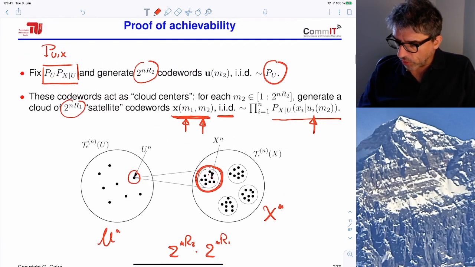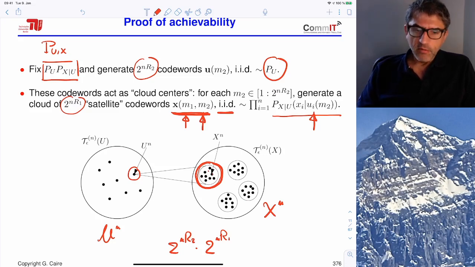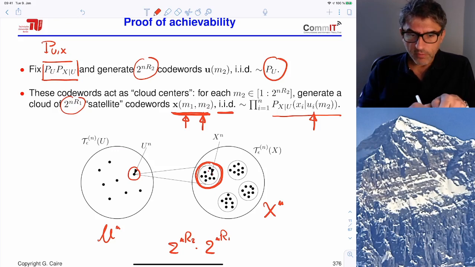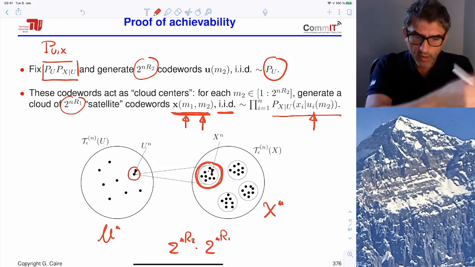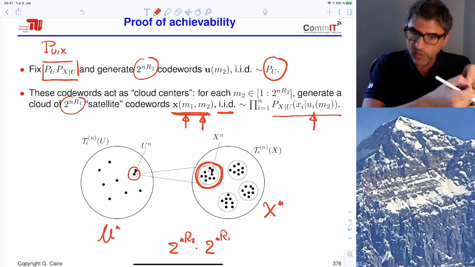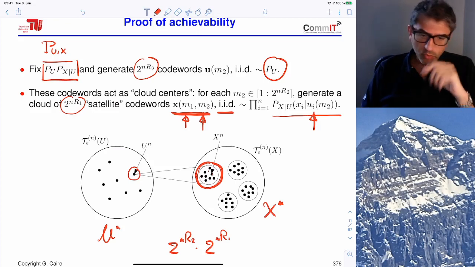This coding technique is called superposition coding. And the reason why it's called superposition coding will be clear when we talk about the Gaussian case, because right now it's more like a hierarchical construction. So you construct a codebook U, and then for every sequence U in the first codebook, you generate an auxiliary codebook X.